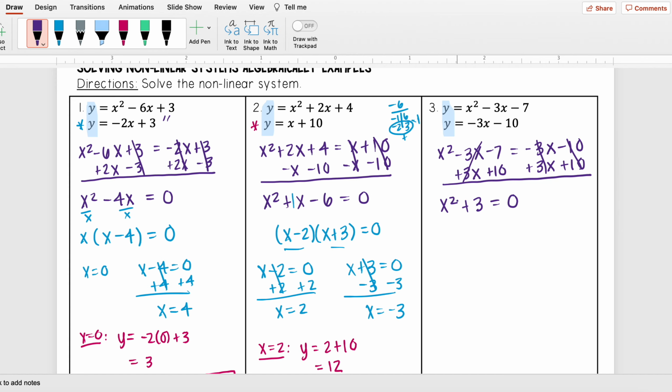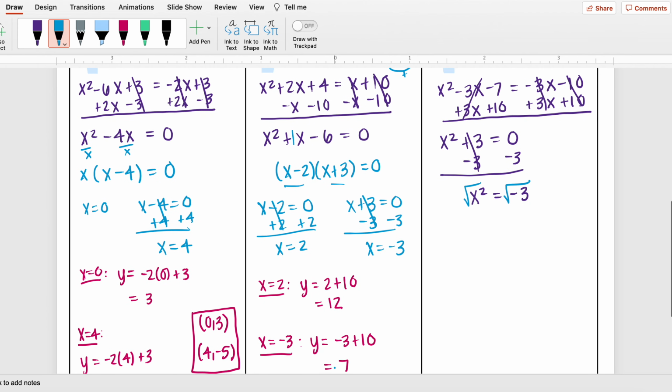And now since I don't have that x term, I can solve this with square roots. So I'm going to subtract 3 from both sides, and I get x squared is equal to negative 3. And then I'm going to take the square root. However, I see I have a problem here. I'm trying to take the square root of a negative number. And remember, this can't be negative when we're taking it.